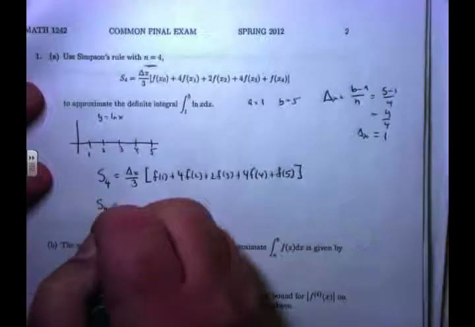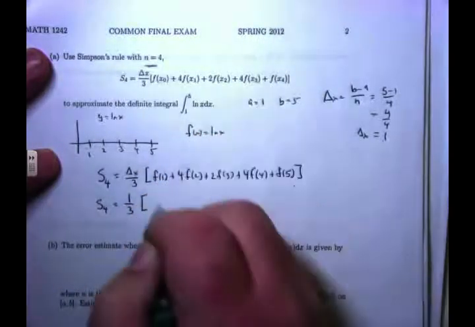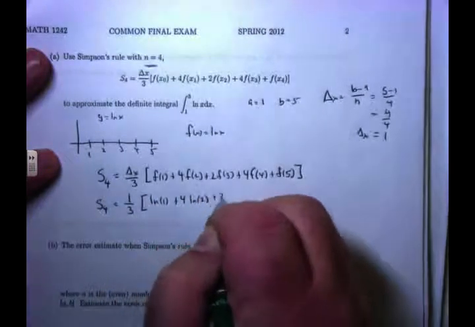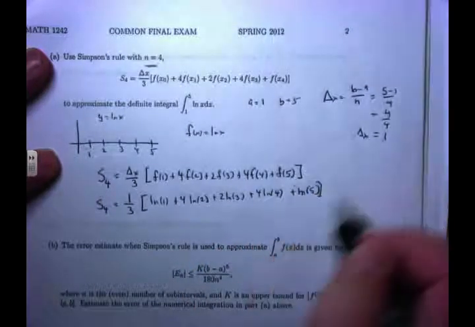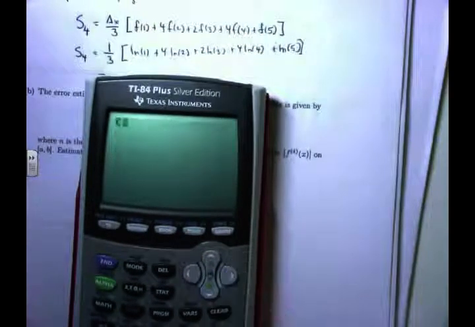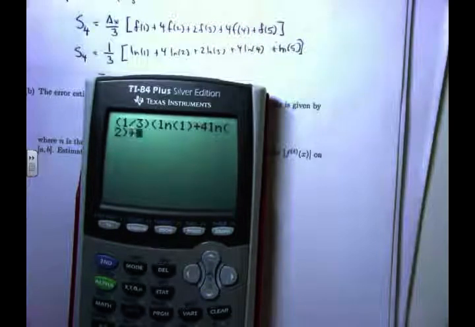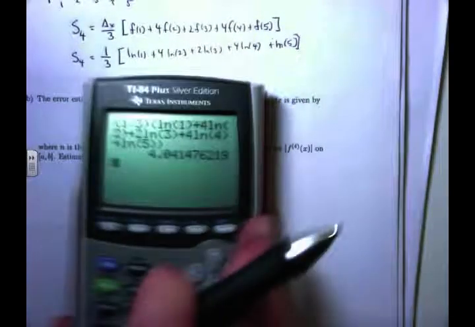So, plugging my numbers in, S4 is going to be equal to delta x, which is 1 over 3, times f of x. Remember, my function is the natural log of x. That'll be the natural log of 1 plus 4 times the natural log of 2 plus 2 times the natural log of 3 plus 4 times the natural log of 4 plus the natural log of 5. This is equal to 1/3 times the natural log of 1, which I know is 0, you should too, plus 4 times the natural log of 2, plus 2 times the natural log of 3, plus 4 times the natural log of 4, plus the natural log of 5. And don't forget to close the parentheses at the end. Okay? Hit enter. I got this.